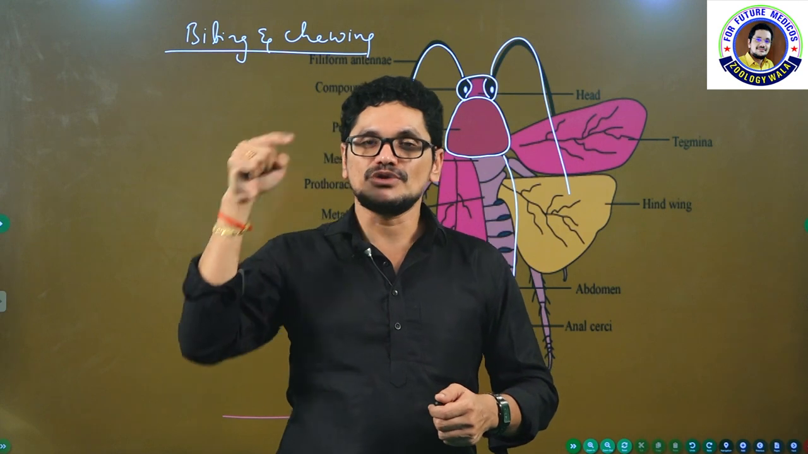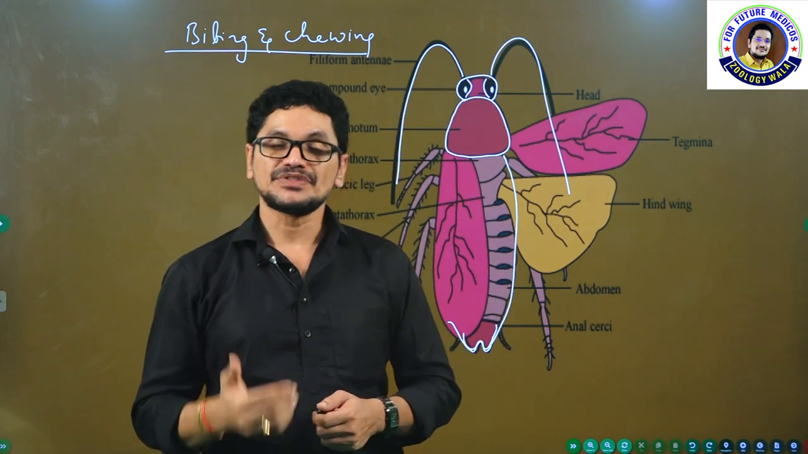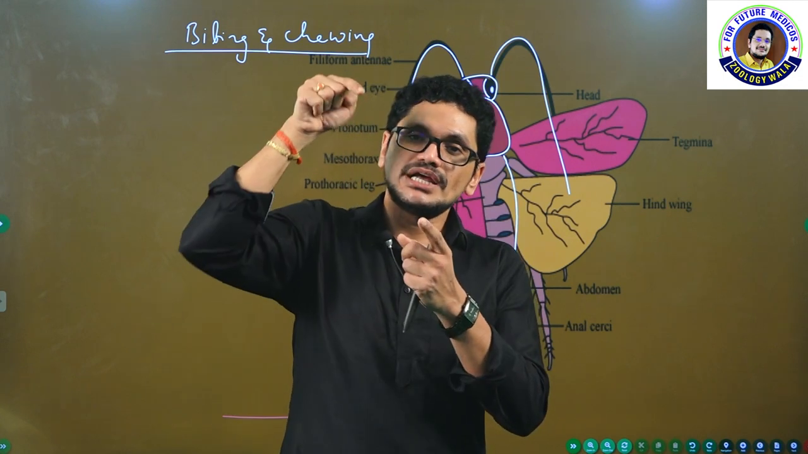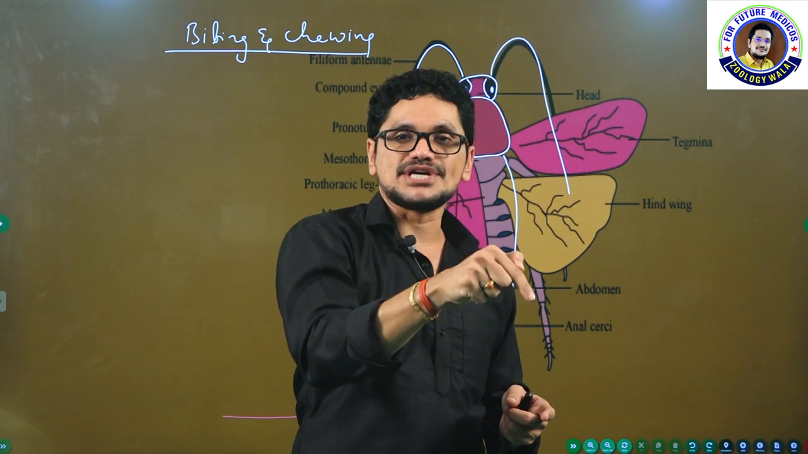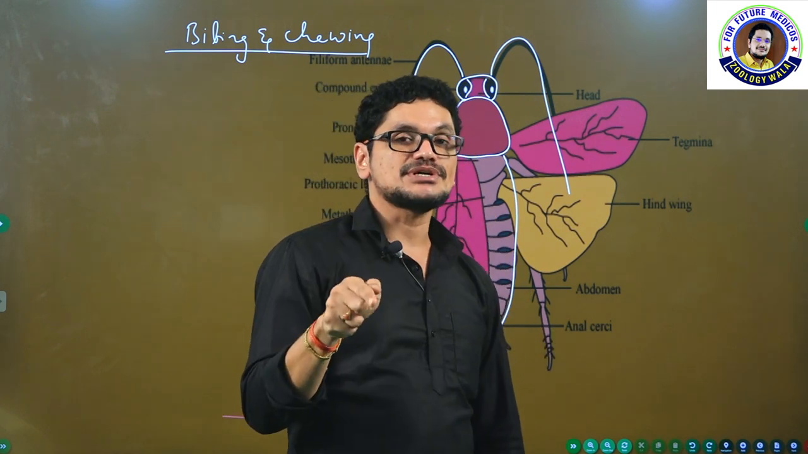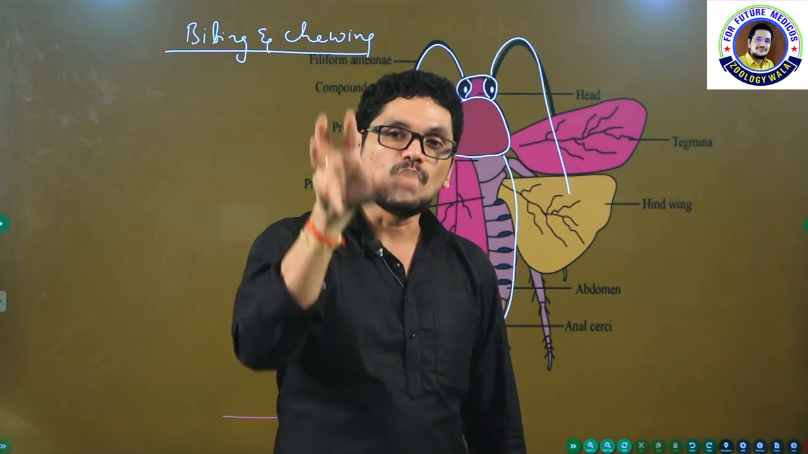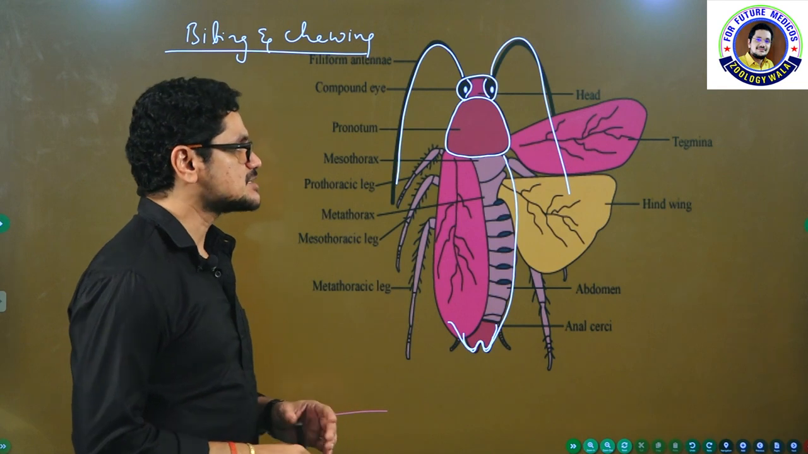Piercing and sucking type of mouth parts are generally present in female Anopheles, female Culex, and female Aedes mosquitoes, where with piercing and sucking they are able to pierce the object or the human being, and they are able to take the blood. Generally Anopheles mosquitoes will take the blood of warm blooded vertebrates only. Okay, anyhow, that I will explain later.